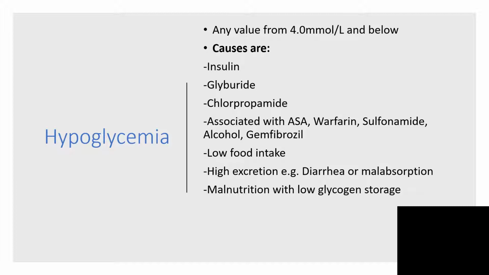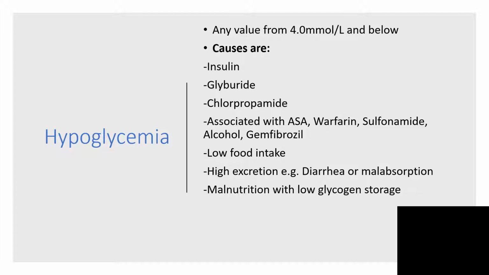What are the causes of hypoglycemia? Insulin. Excess insulin compared to low carbohydrate intake, low glucose intake, then we're in trouble. Glyburide, I've said in my previous video that you don't give it to my grandpa and grandma. It's not for the elderly. Why? There will be very, very low glucose level, hypoglycemia in them.